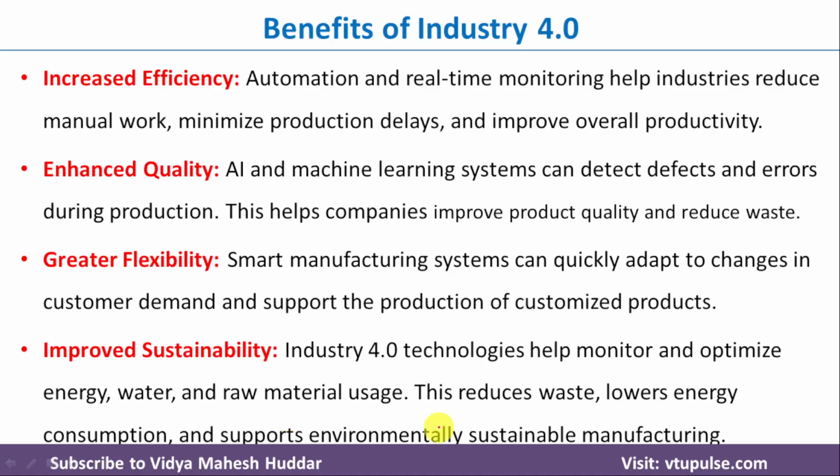It means that by adopting Industry 4.0 technology, we can track how much water is used, how much energy is being used, and what amount of raw material we are using. Based on that, we can make the perfect plan to get good efficiency and a good product with good quality. So this is also one of the benefits of Industry 4.0.